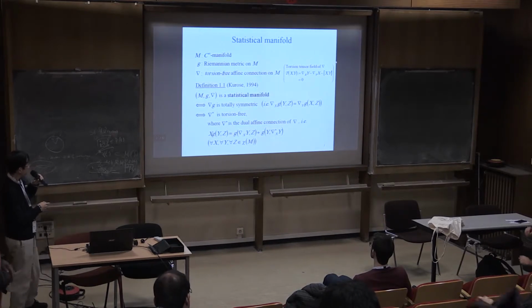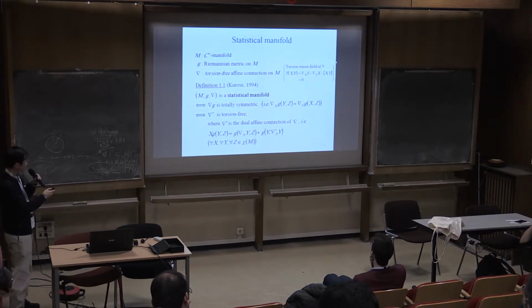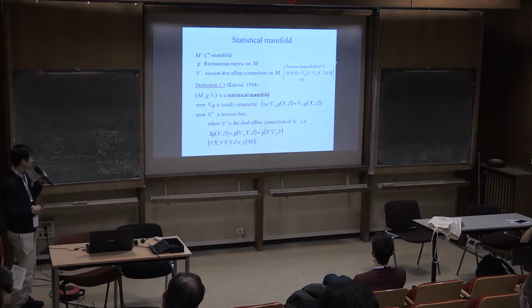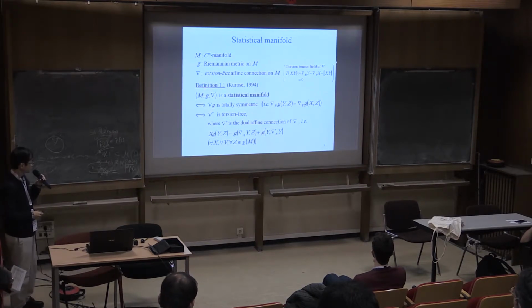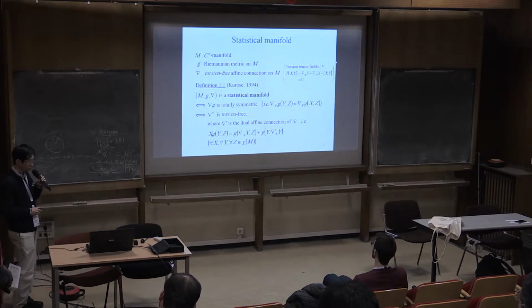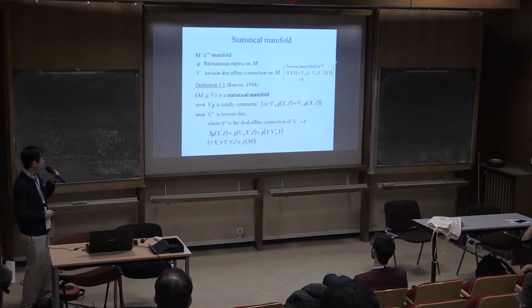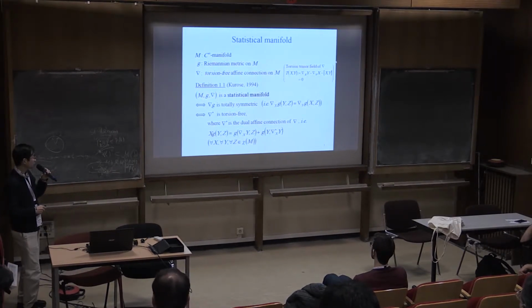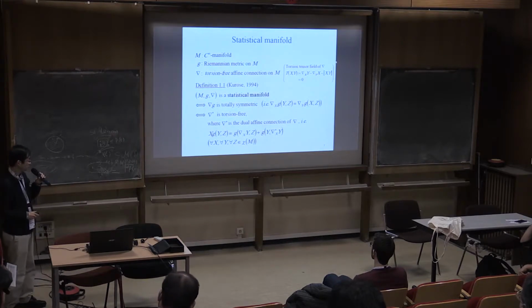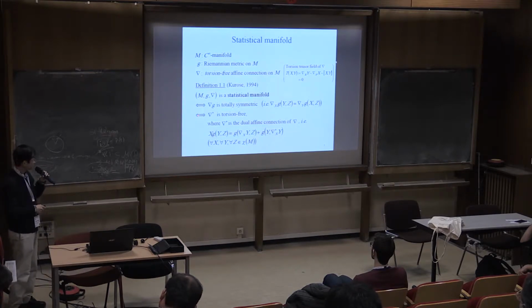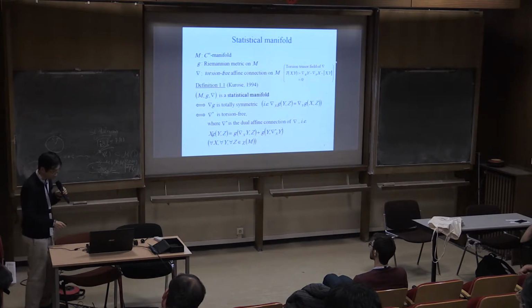A statistical manifold is a triplet of a differential manifold M, a Riemannian metric g, and a torsion-free affine connection nabla, which satisfy that nabla g is totally symmetric. This condition is equivalent to the dual connection nabla star being torsion-free. The dual connection is defined by this relationship. In this case, the triplet M, g, and nabla star is also a statistical manifold. And if nabla and nabla star equal each other, then nabla is the Levi-Civita connection.